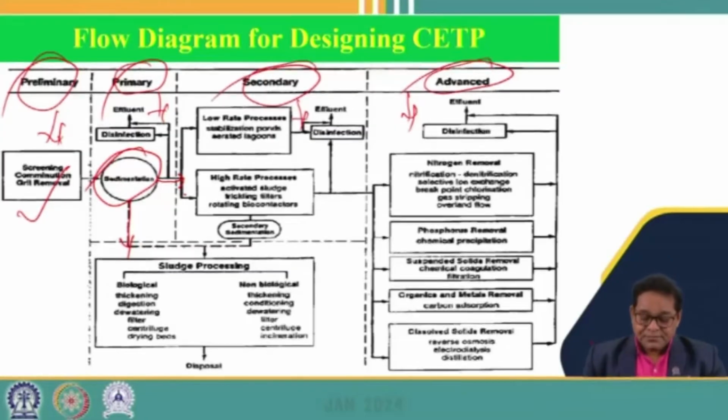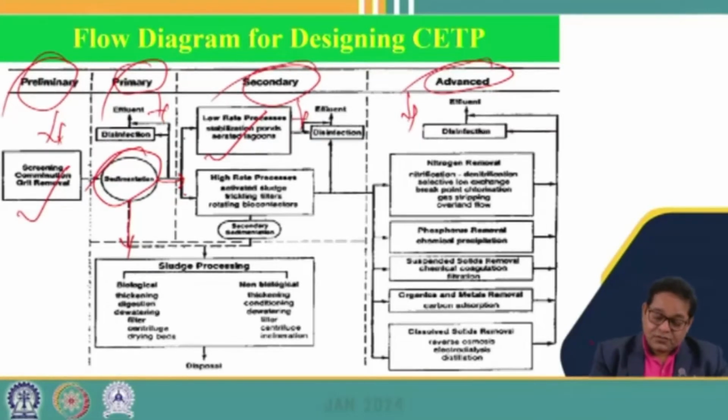Here again, these are basically the biological treatment systems, which are used for removal of dissolved organic contaminants present in the wastewater. Under this we have two types of systems: one is the low rate process, another is the high rate system. The low rate process involves stabilization ponds, aerated lagoons, and wetland systems, and the high rate process involves activated sludge, trickling filters, and rotating biological contactors.